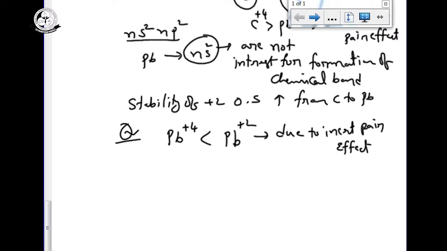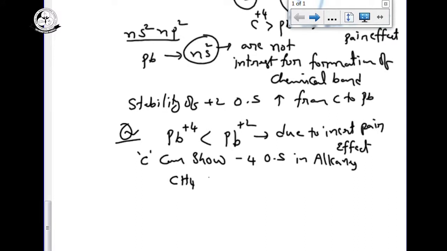Carbon can show the -4 oxidation state also. In this group of elements, carbon can show the -4 oxidation state in alkanes. For example, take methane. In methane, what is the oxidation state of carbon? That is -4.